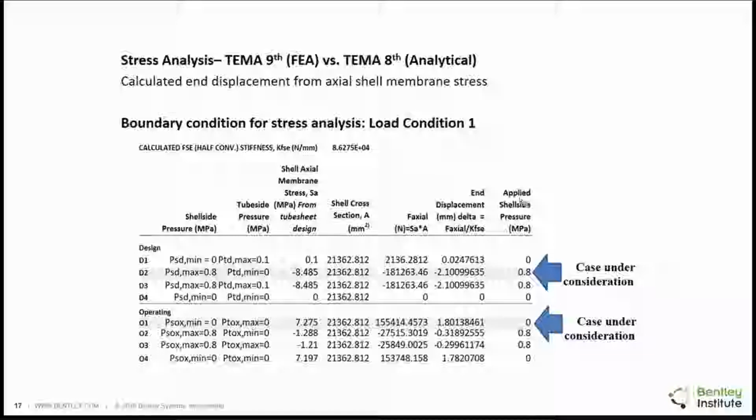And the shell axial membrane stress, the 4th column, is multiplied by the shell cross section. So that gives the axial force, F axial. And the end displacement is easy to obtain. It basically is F axial by the K FSE, the obtained stiffness value. So that gives the displacement. So if you see here design condition D2, the end displacement is calculated as minus 2.1 millimeter, and the applied shell side pressure is 0.8 megapascal. Likewise, O1 is the operating case with 1.8 millimeter displacement, and the shell side pressure is 0.